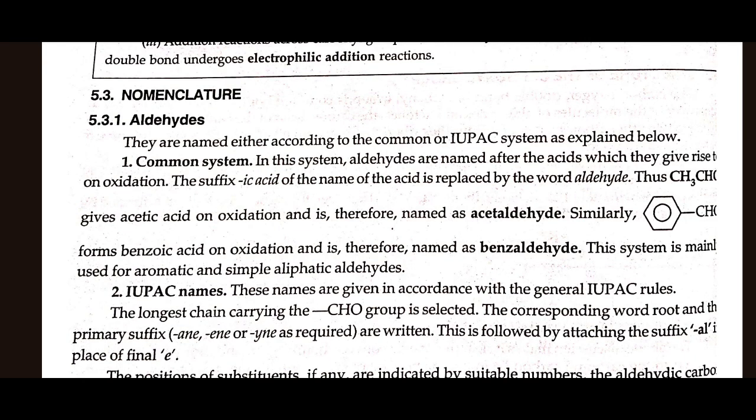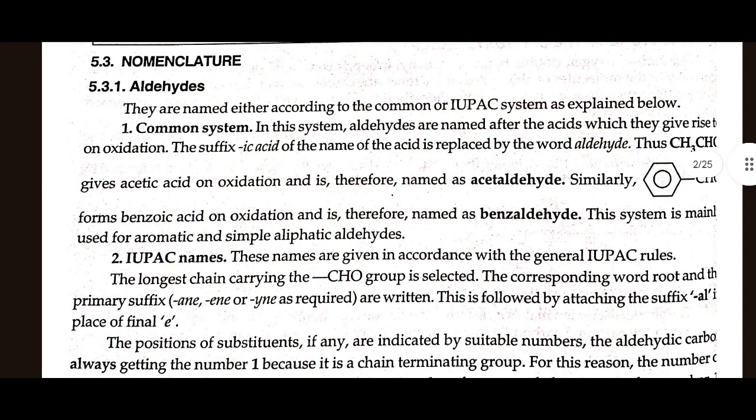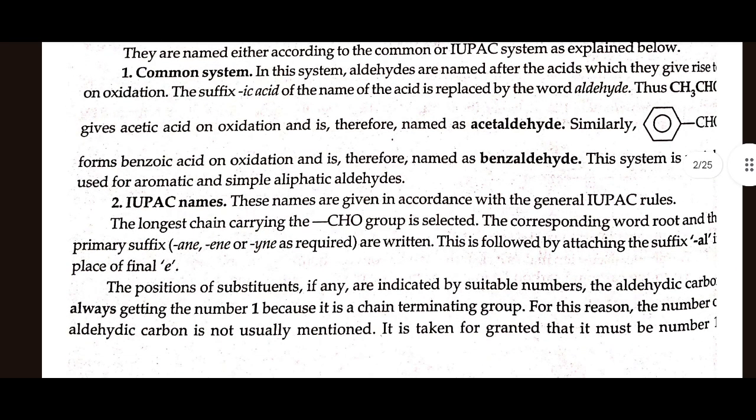Nomenclature. First, aldehydes. They are named either according to the common or IUPAC system as explained below. First, common system. In this system, aldehydes are named after the acid which they give rise to on oxidation. The suffix -ic acid of the name of the acid is replaced by the word aldehyde. Thus, CH3CHO gives acetic acid on oxidation and is therefore named acetaldehyde. Similarly, benzaldehyde forms benzoic acid on oxidation and is therefore named benzaldehyde. This system is mainly used for aromatic and simple aliphatic aldehydes.